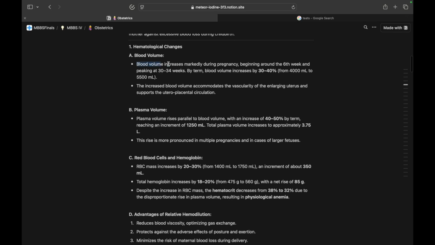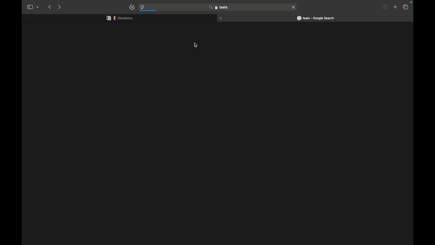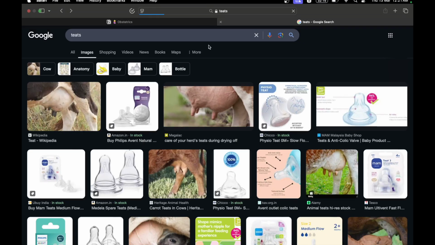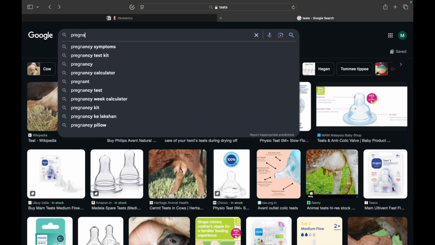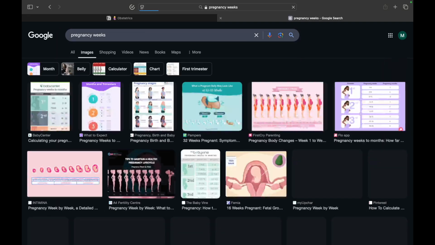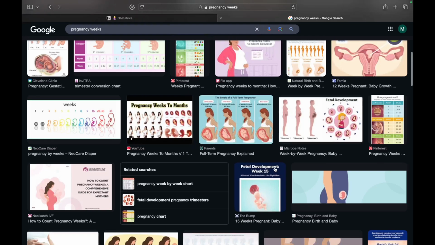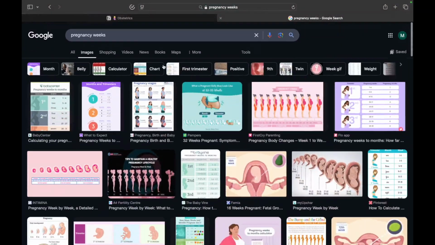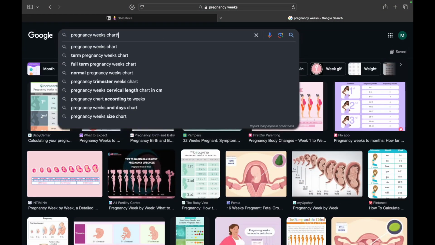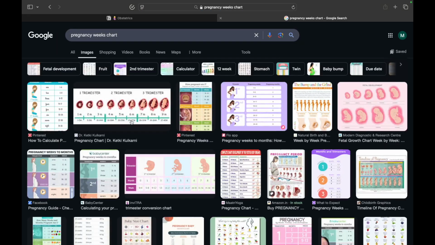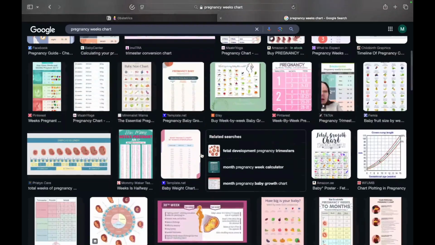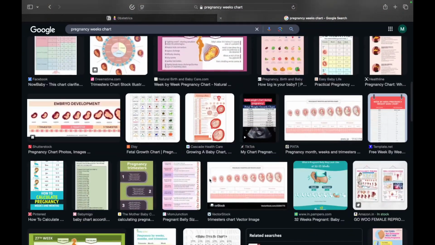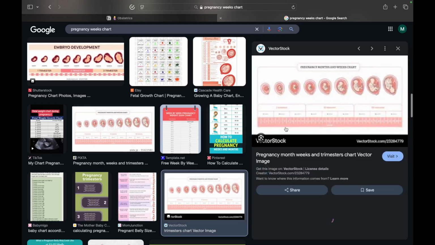So first one being blood volume. Blood volume increases markedly during pregnancy, beginning around the 6th week, peaking around 30 to 34 weeks. We will just see this one. I want a very nice chart of pregnancy weeks, but it is not available. So let us see if there is a chart. Maybe this one would work.